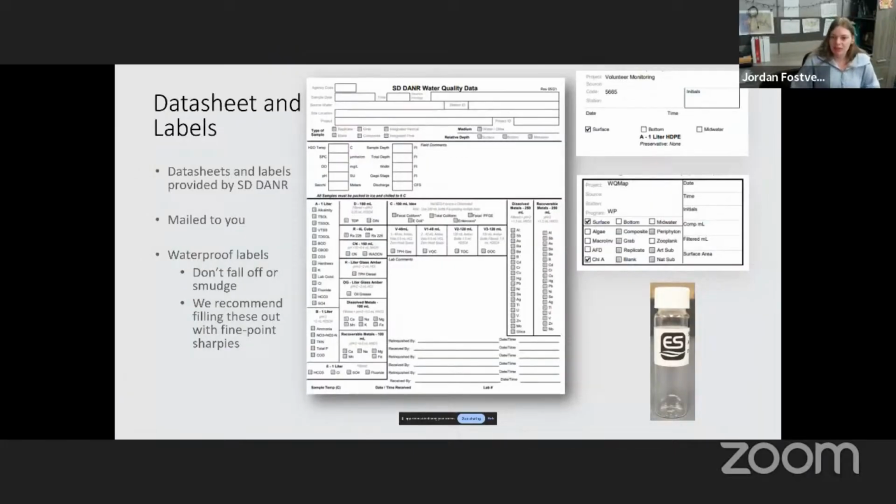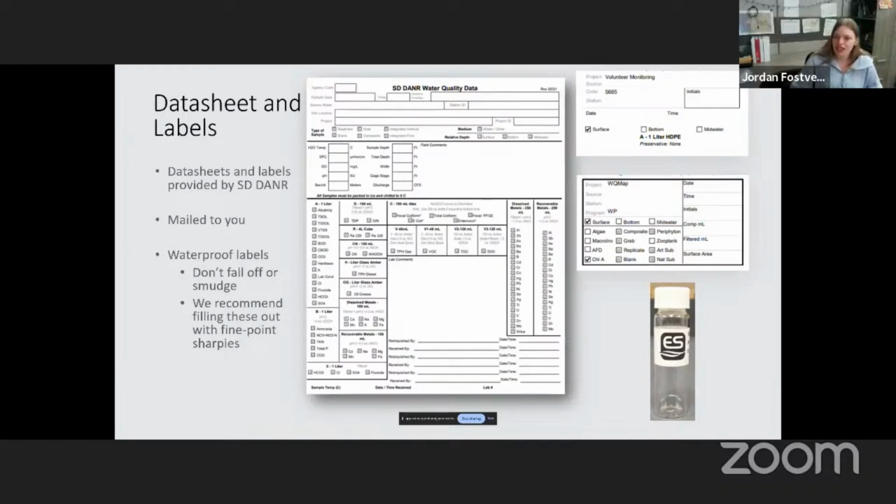There's also data sheets and labels. Most of the data sheets and labels will be provided to you by us. We'll mail them to you before you start sampling. Our labels are waterproof, so they don't fall off or smudge, but we still recommend filling these out with fine point Sharpies and filling out the data sheets and labels and putting the labels on the bottles before you collect your sample and dunk anything in the water. It makes this process a lot easier. That's how we do it, and that's how we recommend you do it as well.